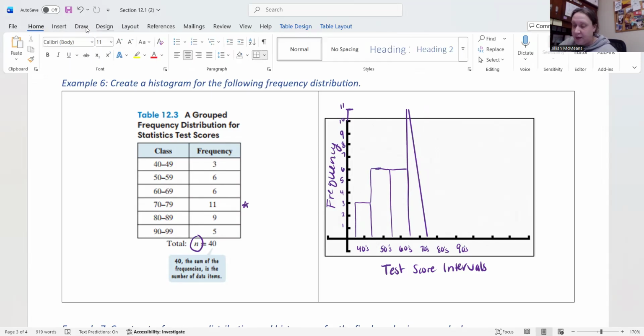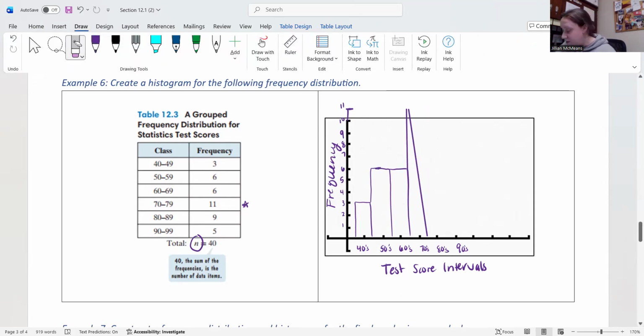Dadgummit. Microsoft tries so hard to make it pretty, and I don't need it that pretty.